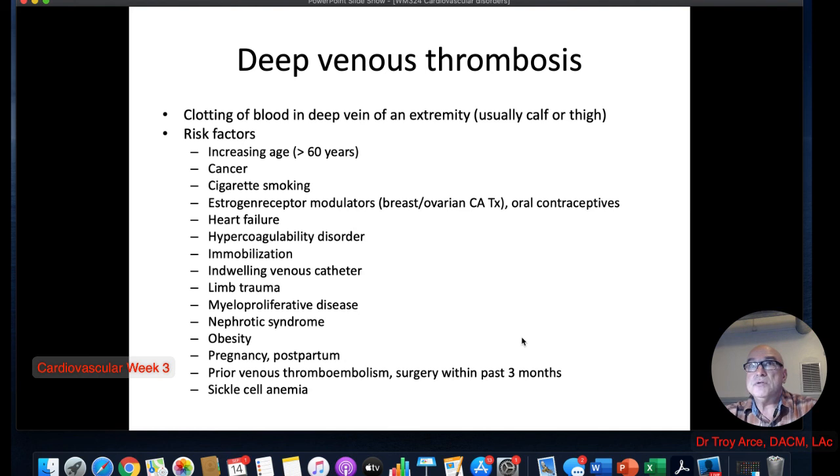Myeloproliferative disease, nephrotic syndrome, obesity, pregnancy, postpartum, and prior venous thromboembolism. And how about surgery within the past 3 months, right? And sickle cell anemia.